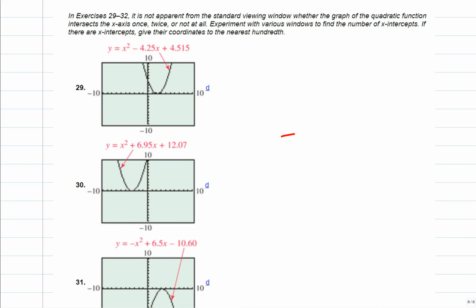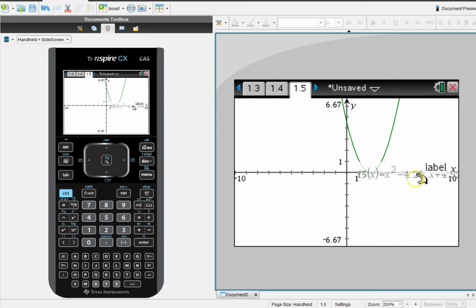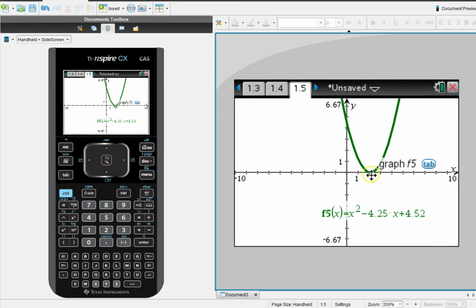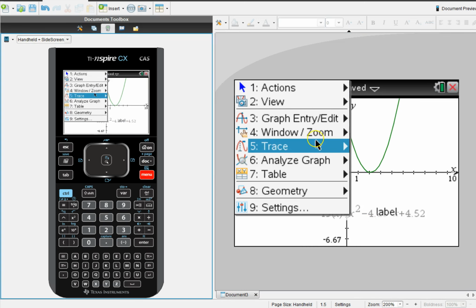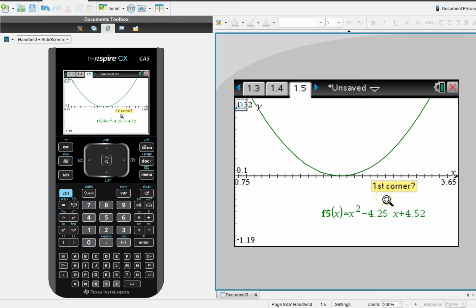Well, could we see if there's more than one? Let's zoom in on it. So our next equation here, here's the equation. And notice, it looks like it just touches right there, just one little zero, right? So what if we were to zoom in on that region? So zoom, box again, and I want to focus just on that region right there.